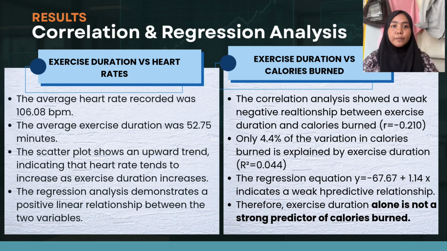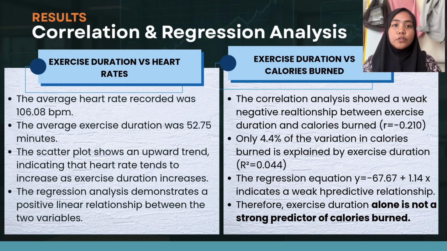And now I want to talk about correlation and regression analysis. For exercise duration versus heart rate, first, the average heart rate recorded was 106.08 bpm. The average exercise duration was 52.75 minutes. The scatter plot shows an upward trend, indicating that heart rate tends to increase as exercise duration increases. The regression analysis demonstrates a positive linear relationship between the two variables.